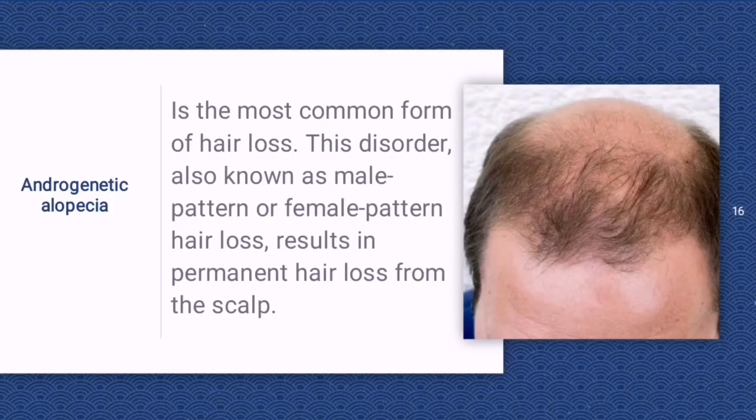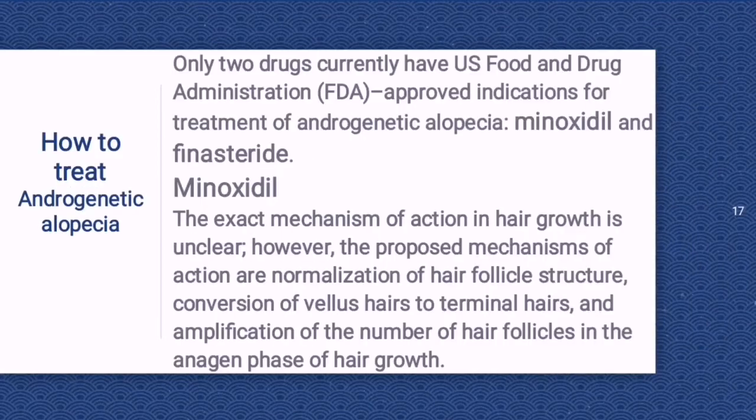The first disorder we have for the hair is the common form of hair loss, androgenetic alopecia. This disorder, also known as male pattern or female pattern hair loss, results in permanent hair loss from the scalp. So, how do we treat androgenetic alopecia? Only 2 drugs currently have U.S. Food and Drug Administration, or FDA, approved indications for treatment of androgenetic alopecia. These are minoxidil and finasteride.